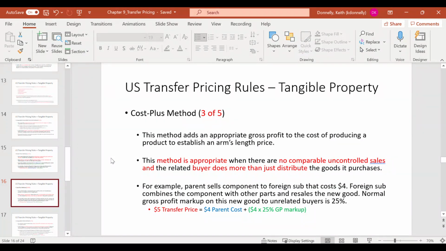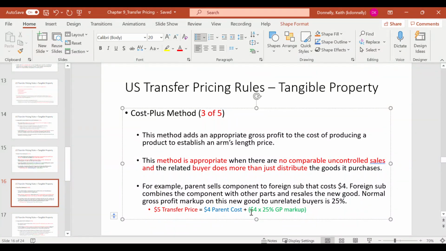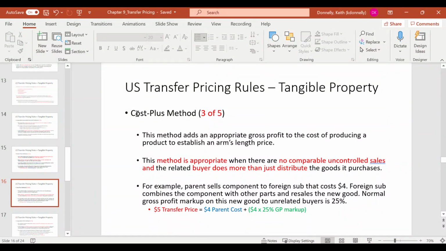For example, let's say the parent sells a component to the foreign sub that costs $4. The foreign sub combines the component with other parts and resells the new good. So they do more than just resell it, they add some value to it. The normal gross profit markup on this new good to unrelated buyers is 25%. So we have the $4 parent cost plus the associated 25% markup, which gives us our transfer price. We're looking at cost plus a gross profit margin.